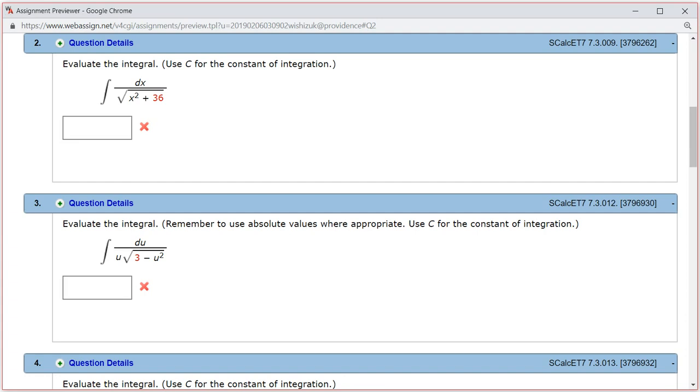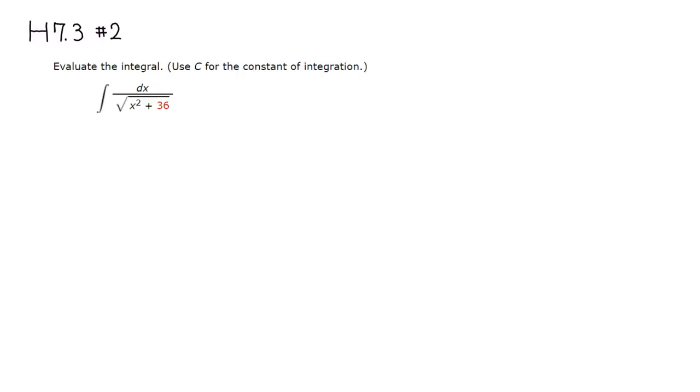All right, let's look at homework 7.3, problem number 2. Let's evaluate this integral using trig substitution. You have the square root of x squared plus 36, where 36 is 6 squared, so this is the type for tangent. So we're going to let x be 6 tangent of theta, since a in this case is 6. Let's go through the usual drills.